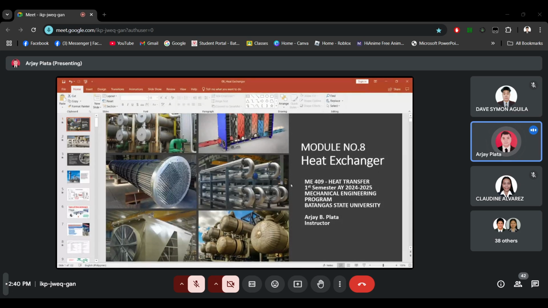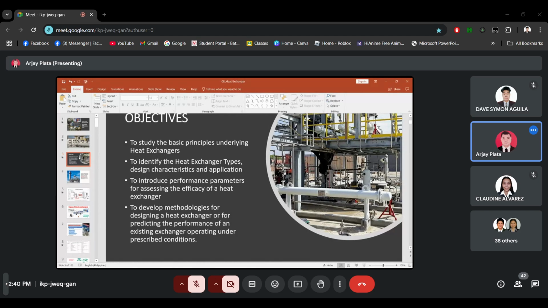So our objective for today is first to introduce performance parameters for assessing the efficacy of heat exchangers, and next is to develop methodologies for designing a heat exchanger or for predicting the performance of an existing heat exchanger operating under prescribed conditions.